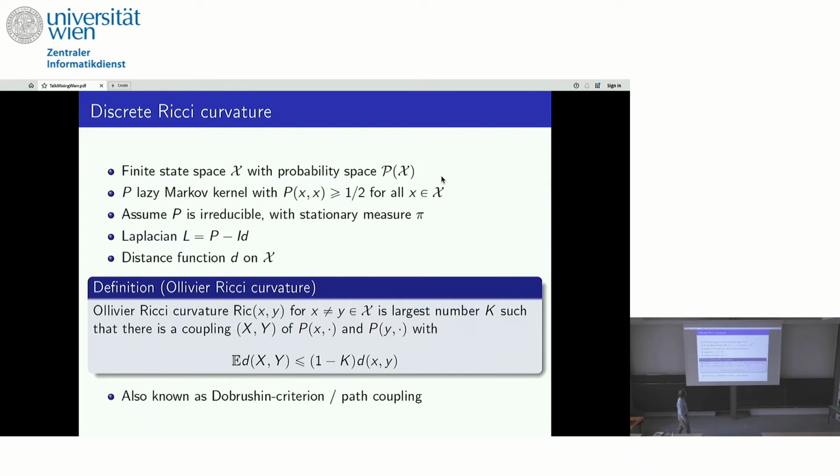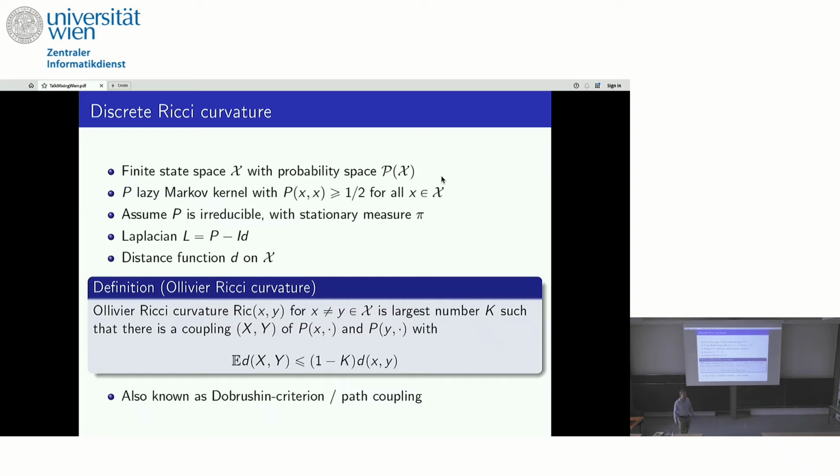That's the overview. Now let's introduce the setting. The setting is very simple. We are on a finite state space with a Markov chain, and we assume some laziness for simplicity. We assume irreducibility, and for most of the talk we don't need reversibility. Many things work for irreversible Markov chains as well. Once you have this Markov kernel, there's a natural way to get the Laplacian from it, which is just to subtract the identity.